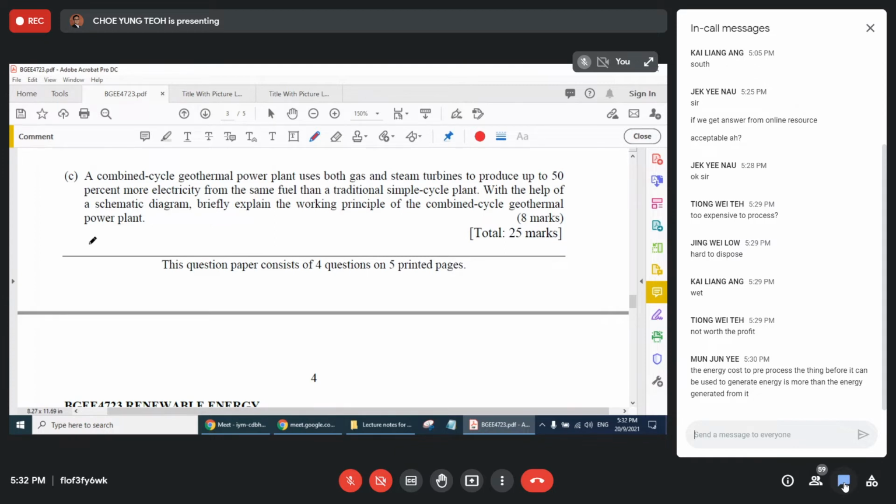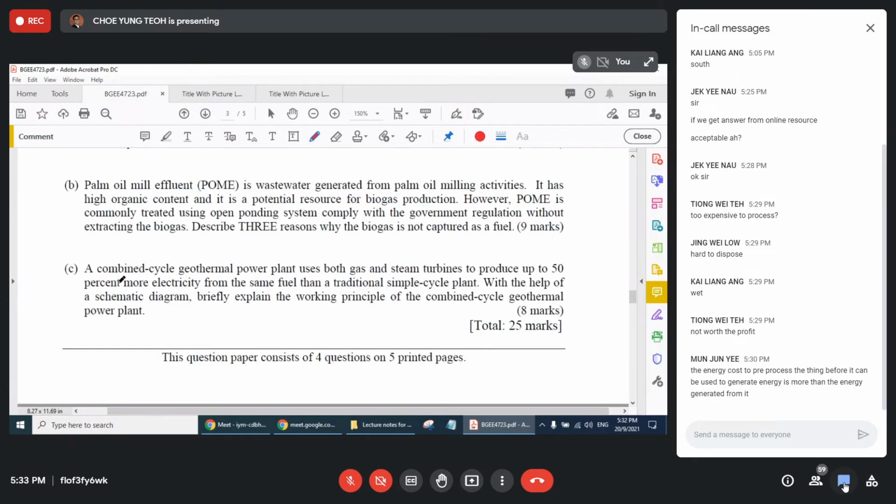So this one they ask for a schematic diagram, so you must draw the diagram. Of course, you can copy from the lecture note, nothing wrong. And then explain the entire process. The steam comes from the ground and then splits into the gas and water, and then you have to explain the entire process. Okay, but you must draw the diagram. Then you get the 8 marks.